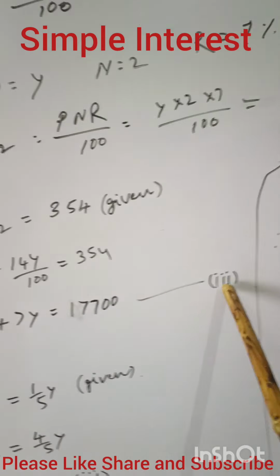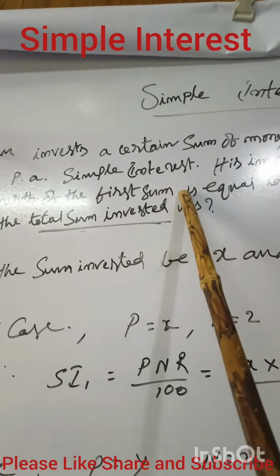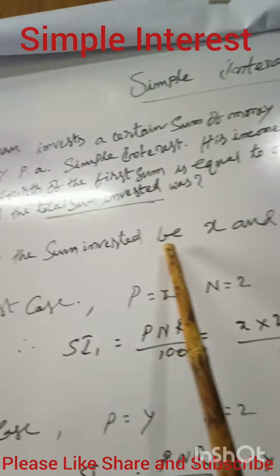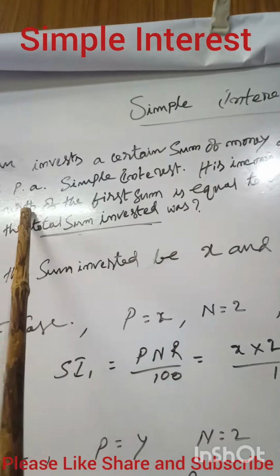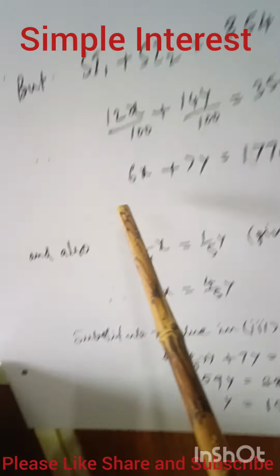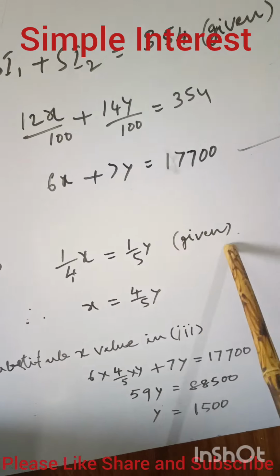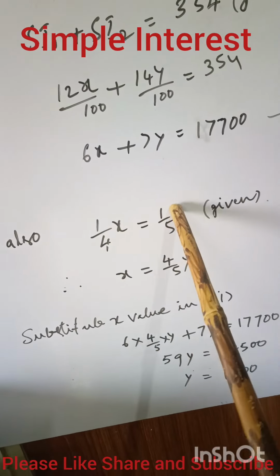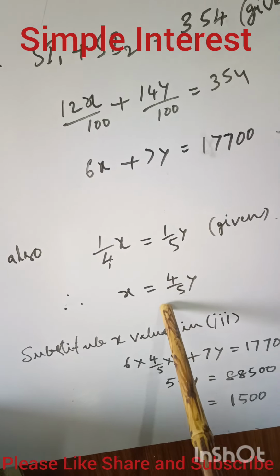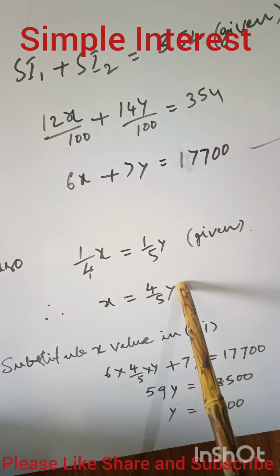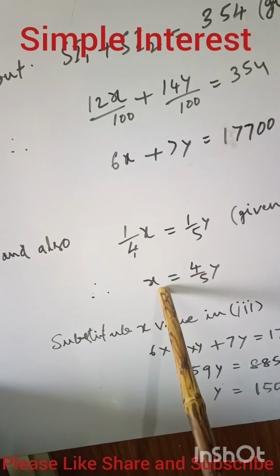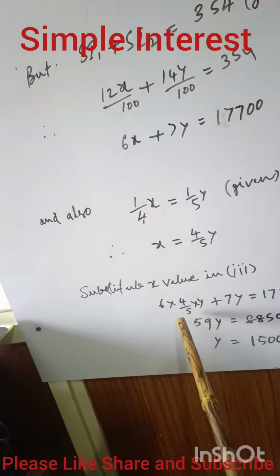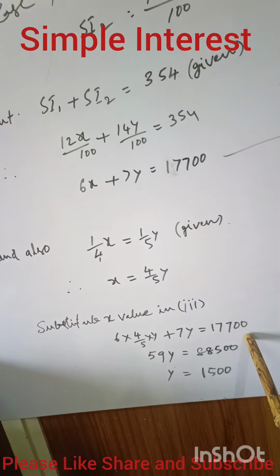This is equation 3. And he has given that 1/4 of the first sum is equal to 1/5 of the second sum. First sum is x, second sum is y. So 1/4 of x is equal to 1/5 of y. This is given. Therefore, x is equal to, this 4 will come to this side and become the numerator, 4 by 5 into y. So substitute this x value in equation 3 and you will get the equation 17,700.